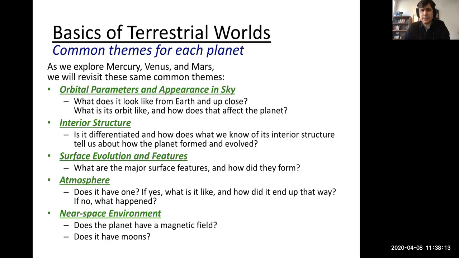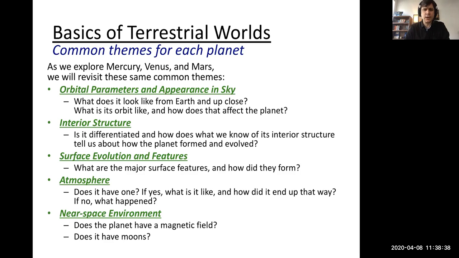So as we explore Mercury, Venus, and Mars, we're going to talk about their orbital parameters. So what are their orbits like? How circular are their orbits? How far away are they from the sun in astronomical units? What do these planets look like in the sky? How bright are they? How far away from the sun can they appear? All sorts of interesting information about their orbits and how that actually plays out and how we see them in the sky.